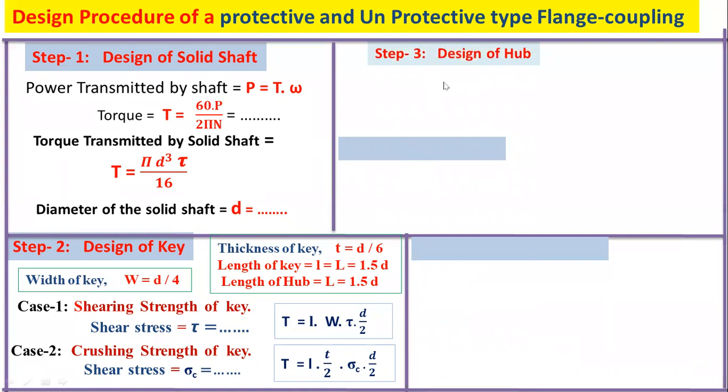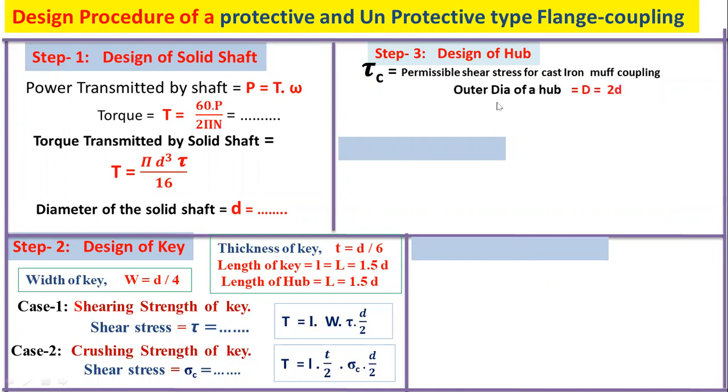In the third step, you have to design a hub of a flange coupling. Here, tau c is the permissible shear stress induced in the cast iron material. Outer diameter of the hub is equal to 2 times the diameter of the shaft. Now, for design of the hub, you have to consider a hollow shaft. So you have to treat this hub as a hollow shaft.